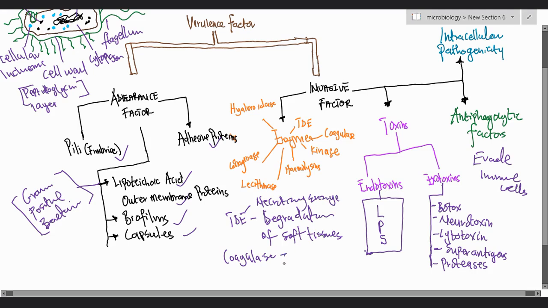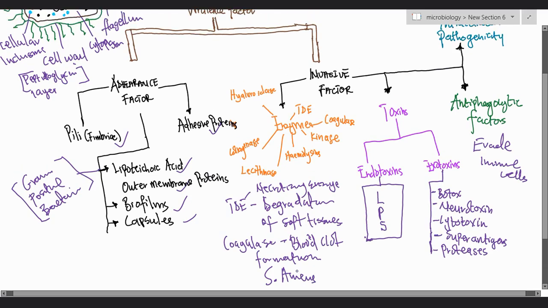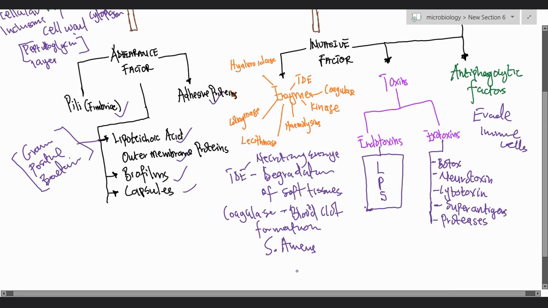Now the coagulase is a protein that enhances clot formation within the host. So these bacteria that have the coagulase property, or that have the ability to produce the coagulase enzymes, allow the formation of what? Blood clot. So here we talk about blood clot formation. So coagulase is responsible for blood clot formation. And an example of an organism that has the coagulase enzyme is Staphylococcus aureus. Staphylococcus aureus is an example of a bacteria that causes what? Coagulation or blood clot formation.